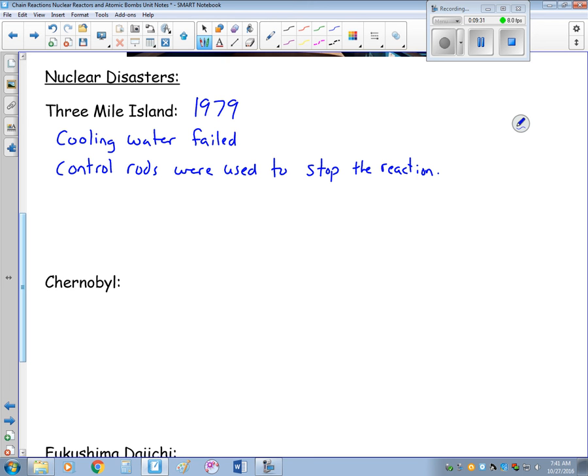However, the residual heat, or the energy from those fission fragments, continued the heat. So what happened is about 1/3 of the core melted. Luckily, the steel container did not. So we were able to prevent this from really escaping into the environment. So that was the worst nuclear disaster in the U.S.